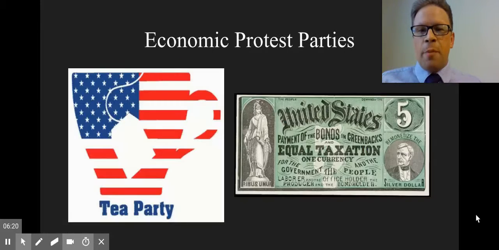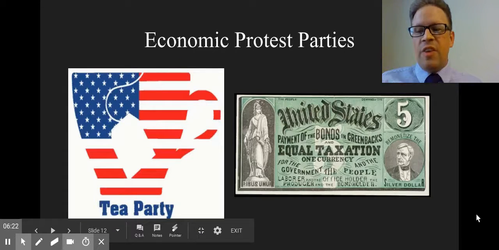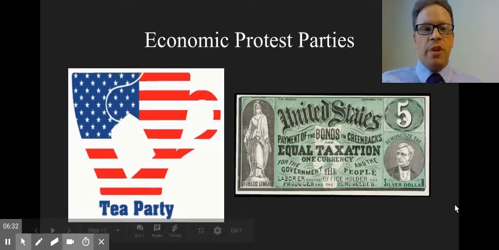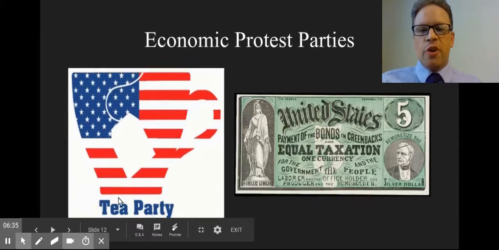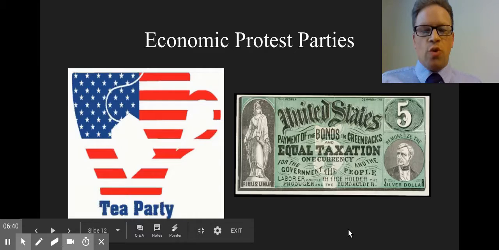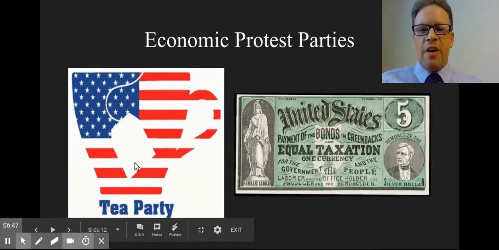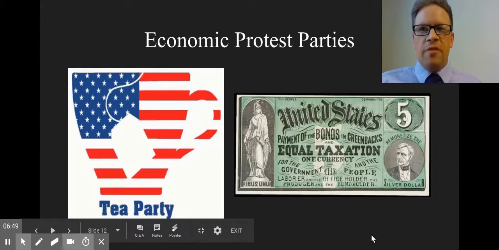Another type are economic protest parties. These develop during periods of economic discontent, usually without an ideological base. So these parties usually will fade as the nation climbs out of economic hard times. So you probably, in your recent history, heard of the Tea Party, which came about at the tail end of George W. Bush, but mostly the beginning of Barack Obama. When the economy was poor during the Great Recession, they rose. And when the economy improved, a lot of their base went away.